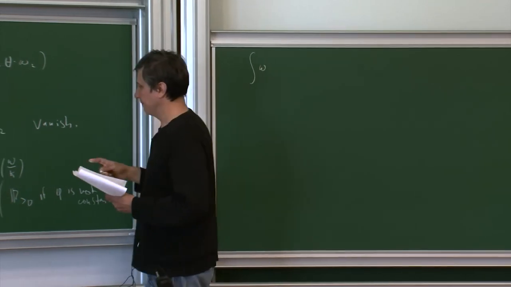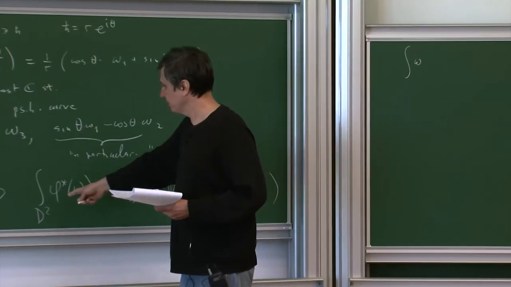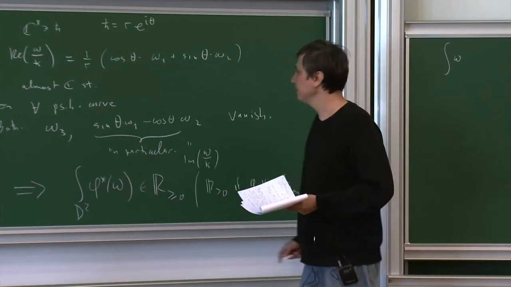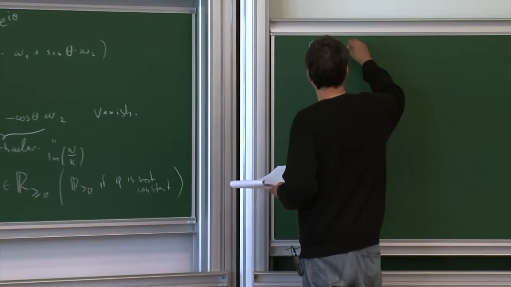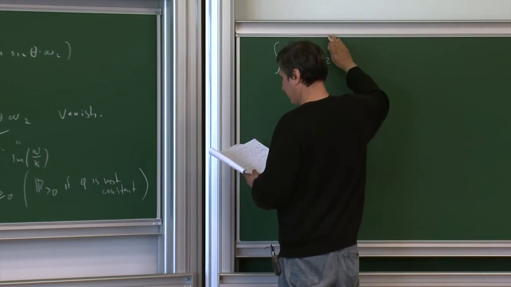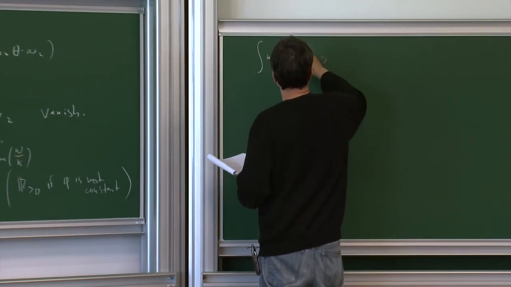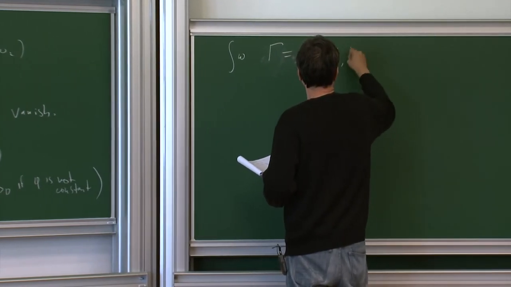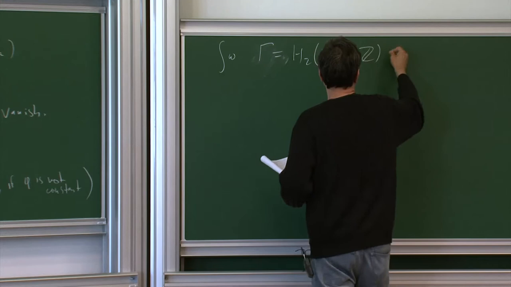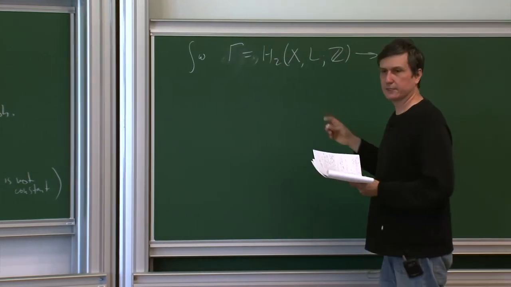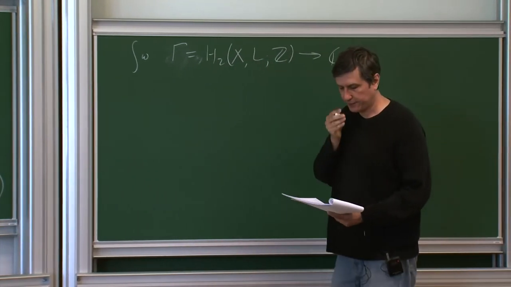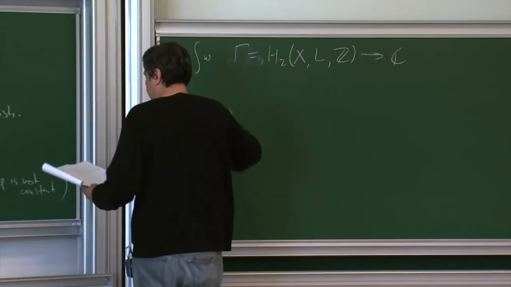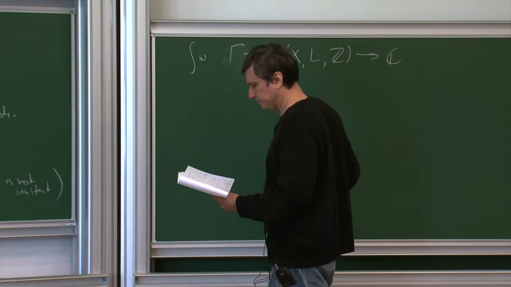This is, in fact, a cohomological condition. One should not know exactly what the disk is, only its cohomology class. The integral of omega gives a map from a certain finite rank lattice, the second cohomology of X relative to L, to C. It's a lattice of finite rank, and the image is some countable subset.